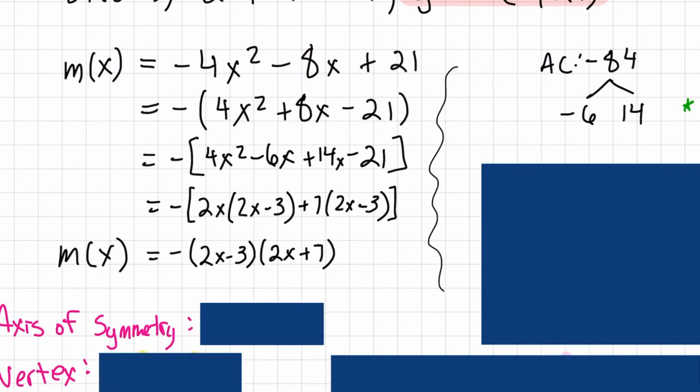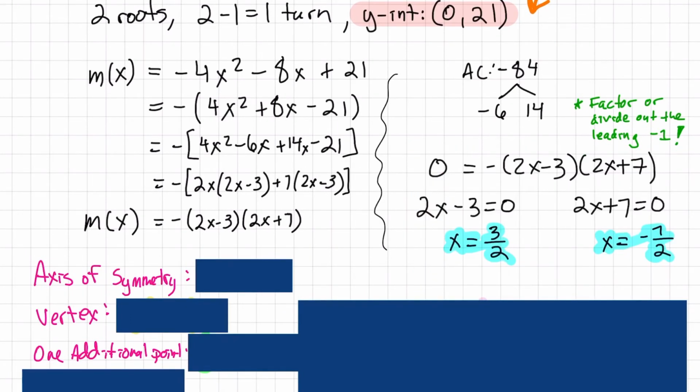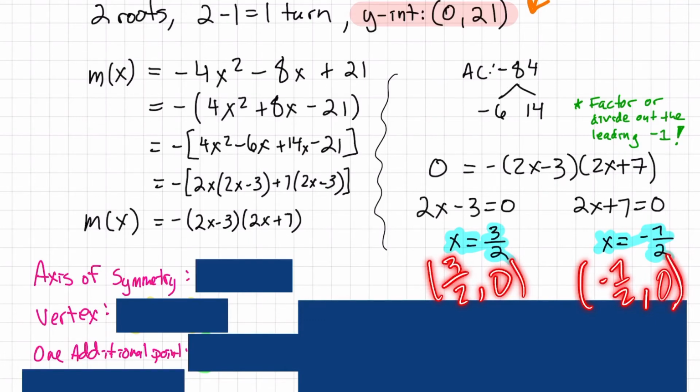And when we do, we end up getting our function, m of x, is a negative, (2x minus 3), and then (2x plus 7). One note about this negative, you could keep the negative like I have here, or from the very first step, you actually could have just divided everything by -1, and then the negative would have gone away, and that would be okay. So our roots are going to be x is 3/2 and x is -7/2. So our x-intercepts are going to be (3/2, 0) and (-7/2, 0). I don't think I have them written down, but I should have.